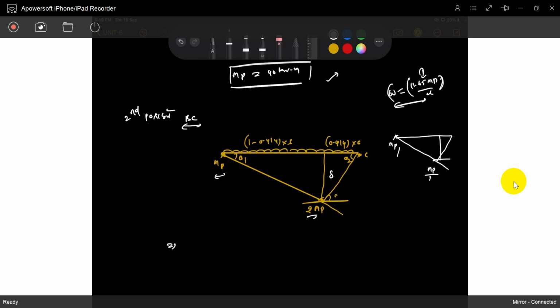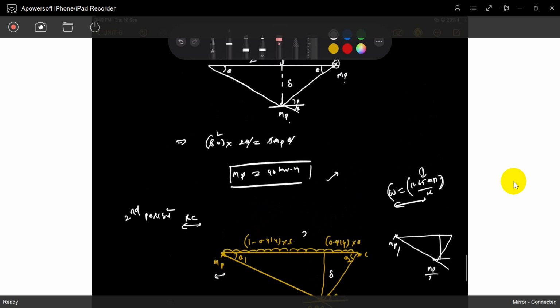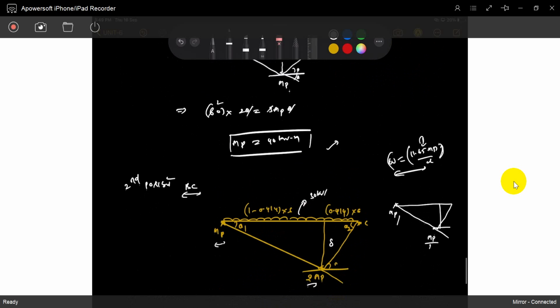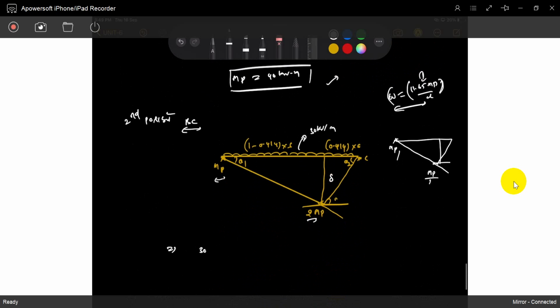So what is the external work done? The external work done has a 30 kilonewton load. I gave 30 kilonewtons, and the area. We have to write down the total area, 6 length and half and delta, that is okay.